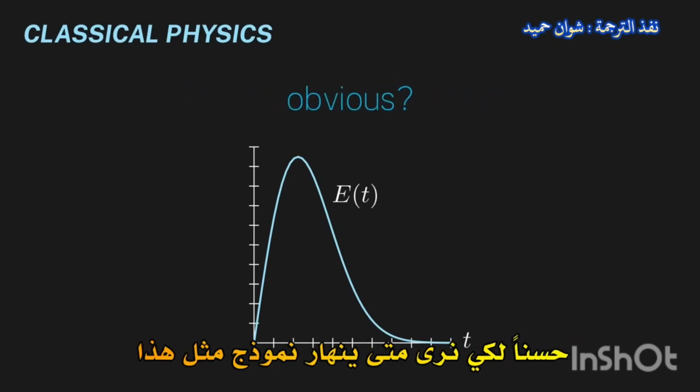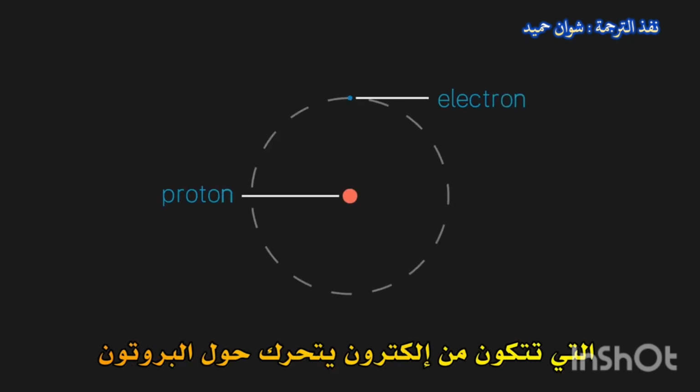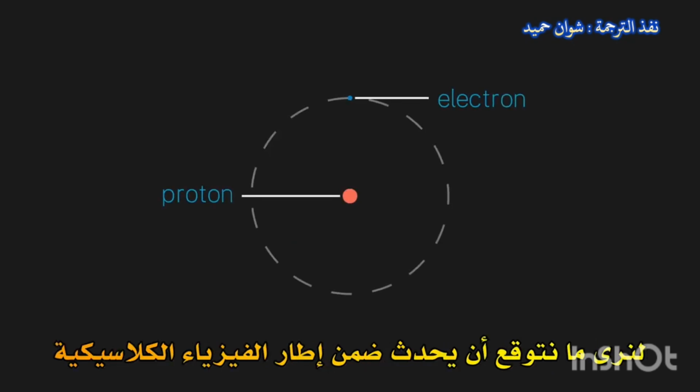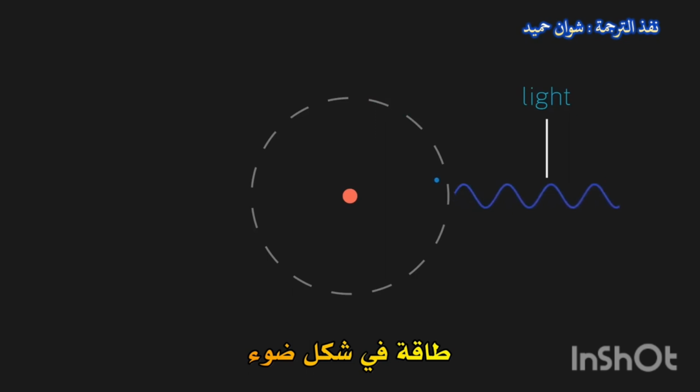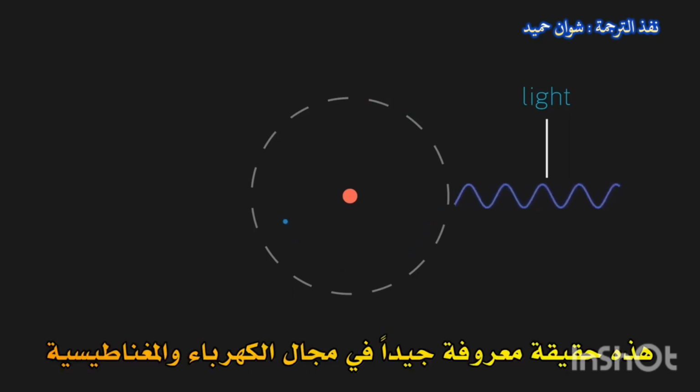Well, to see when a model like this one breaks down, let us analyze a real physical system and compare the classical and quantum worlds. In particular, let's focus on a hydrogen atom, consisting of an electron in motion around a proton. Let's see what we expect to happen within the classical physics framework. As the electron orbits and falls towards the proton, it will release energy in the form of light. This is a well-known fact from electricity and magnetism.